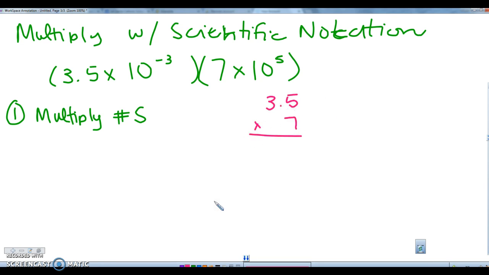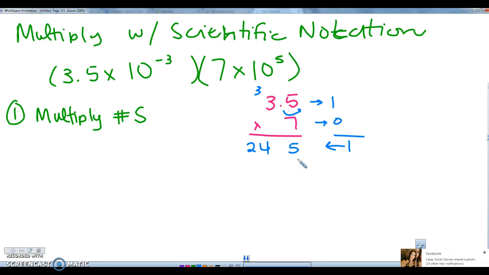And when I multiply with decimals, if you'll remember, I move this decimal out and I count however many places I moved it out. So I moved this one 1. And then I can start to multiply. 7 times 5 is 35. Carry the 3. 3 times 7 is 21. Plus 3 is 24. And then I move my decimal back in 1, because that was how many places I moved it out. So there we go.